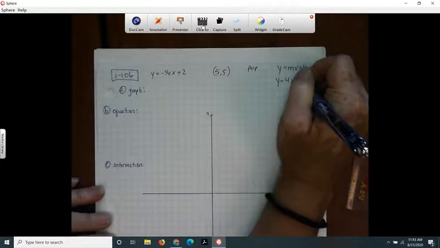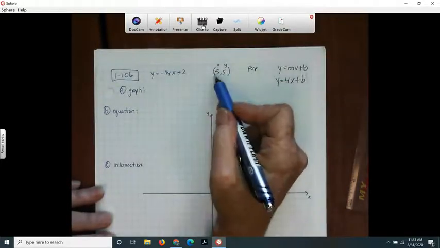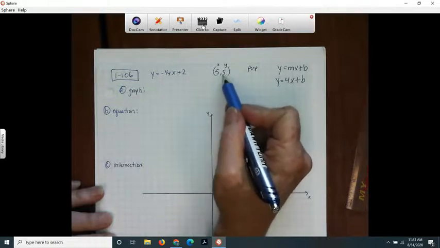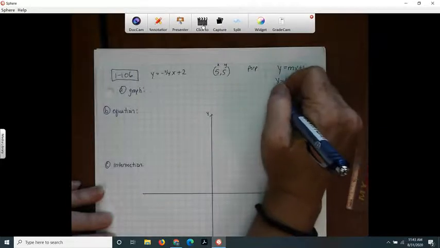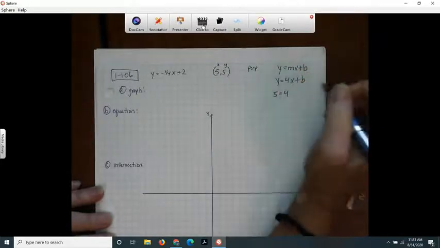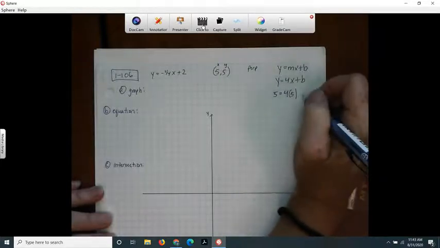And I know that it has to pass through this point, so I can plug this x and y in so that I can find b. So the y is 5. I want to see all this work. If you don't show all this work, I'm not going to give you credit. Sorry. Sorry, not sorry.